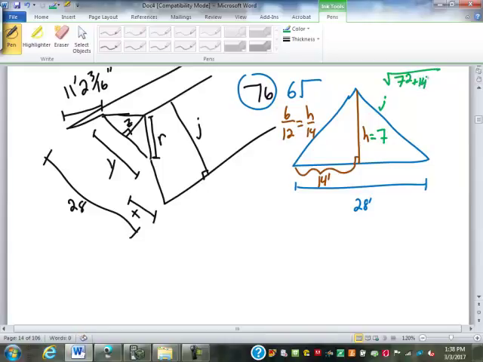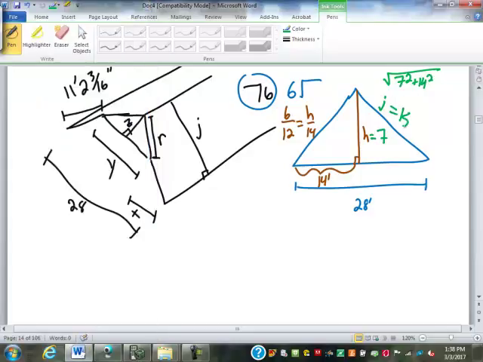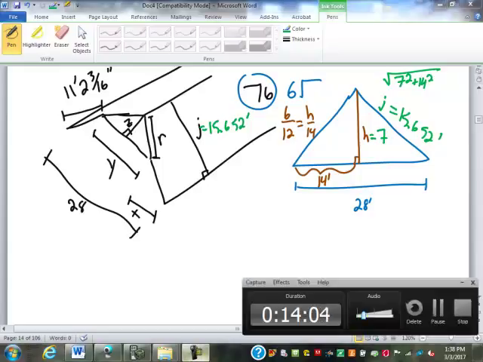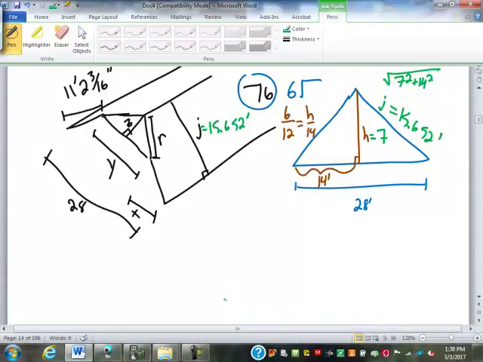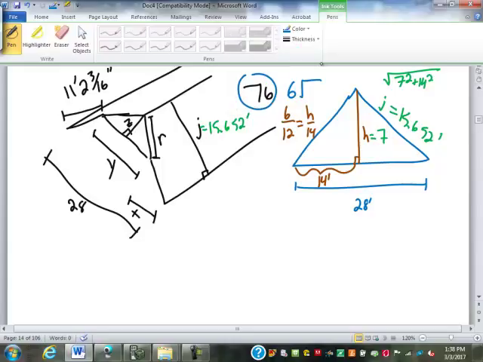So j here, square root of 7 squared plus 14 squared, is 15.652. So 15.652 feet. Then what? Square root 14 and 7. Oh, whoops. That's okay.